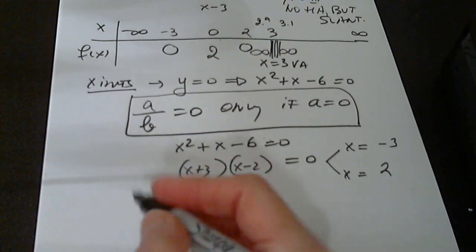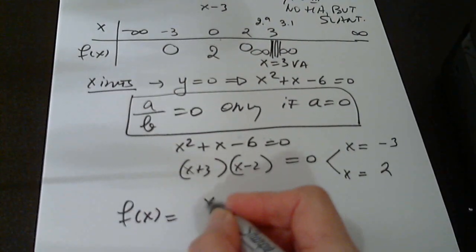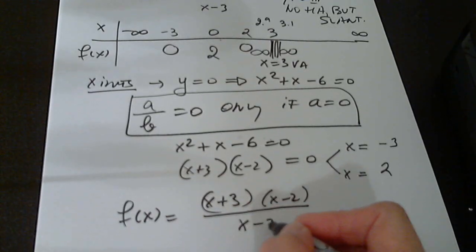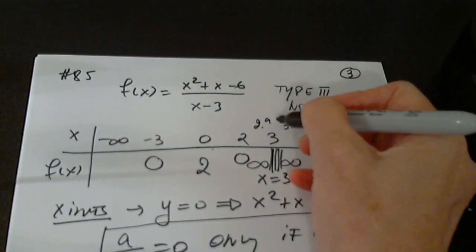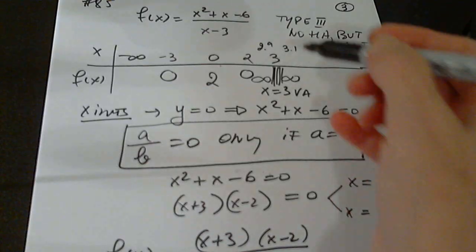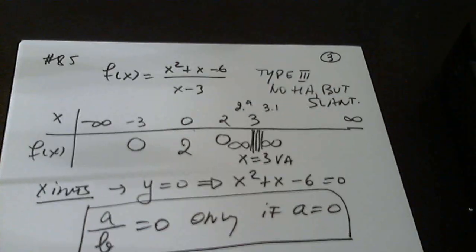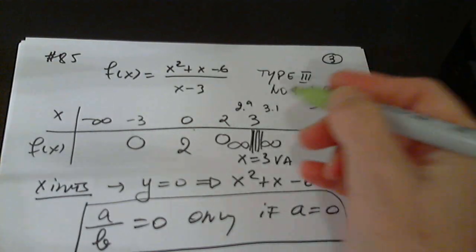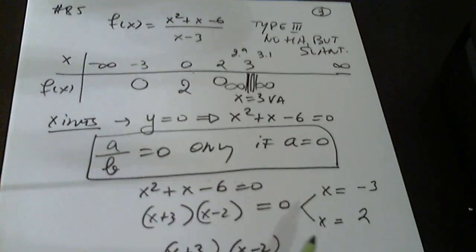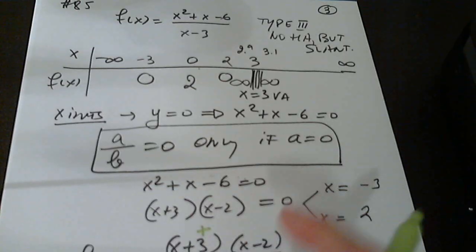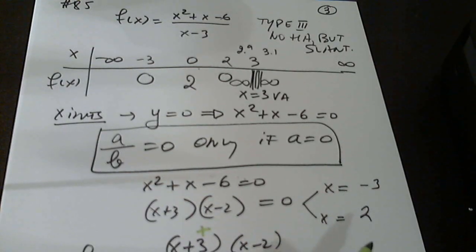I prefer looking at this. F of x equals x plus 3, x minus 2 divided by x minus 3. So let's plug in 2.9 in the function, and let's plug in 3.1. Let's do this together. So let me show you how I do it. With 2.9, what is the sign of this factor with 2.9? Positive. Excellent.